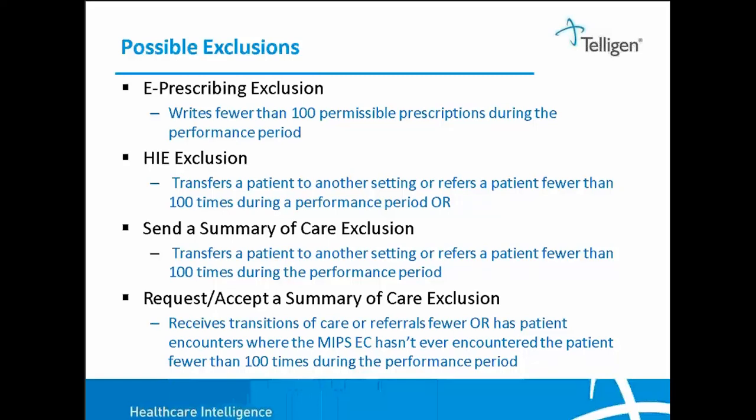So you might want to juggle with some of these if you feel like that is more applicable to earning more points for you. And then the last exclusion that you can use is the request and accept a summary of care exclusion. Again, that's only in the PI option set. And that's any MIPS eligible clinician who receives transitions of care or referrals fewer than 100 times during the performance period, or has patient encounters where the clinician hasn't ever encountered the patient fewer than 100 times during the performance period.